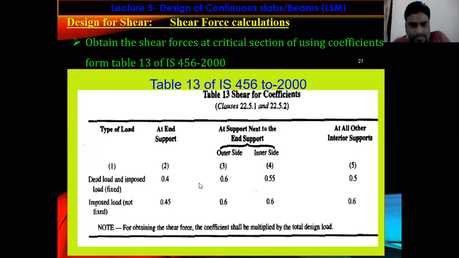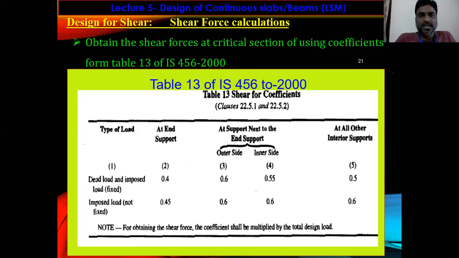Next is design of shear reinforcement. So first we need to check whether it is safe in shear or not. So first we need to calculate the factored shear force. The factored shear forces can be calculated from the table as per IS 456:2000. So here also you need to calculate the shear force at each point, right?